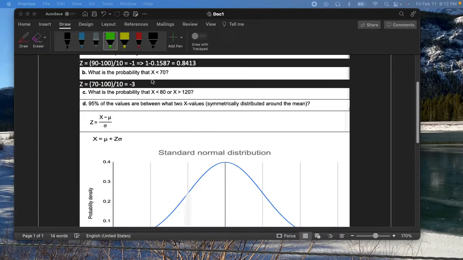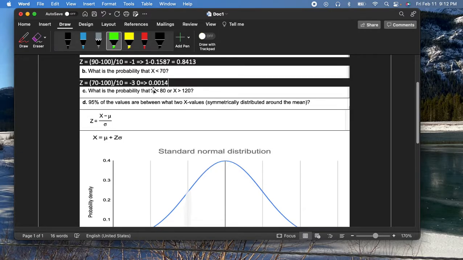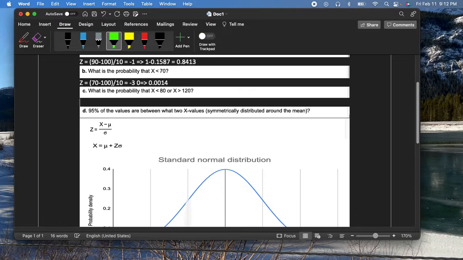Okay, so this is simple enough. We don't need to subtract anything because this is less than 70. Because it's less than 70, we just take the value from the Z table. So the probability that X is less than 70 is 0.0014. Very small value. That's a very extreme value. Okay, let's go to number C.